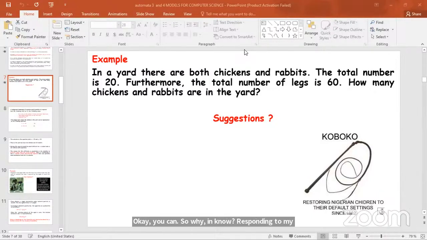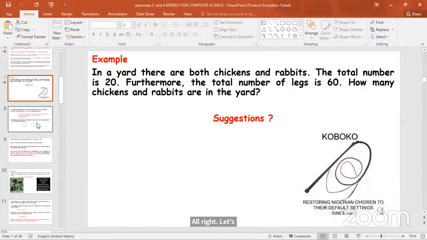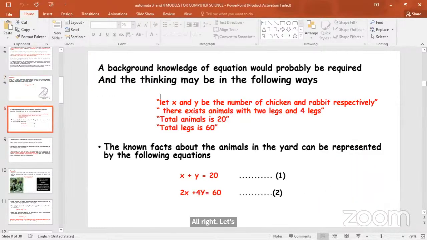How can we abstract this problem? All right. Let's continue. So a background knowledge of equations will probably be required for you to do anything here. And the thinking may be in the following ways. The first thing is that you represent each of the quantities mentioned in the question with some kind of alphabet or a form of symbol as you have chosen.